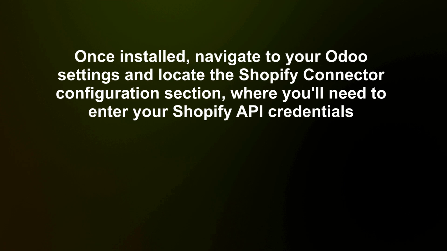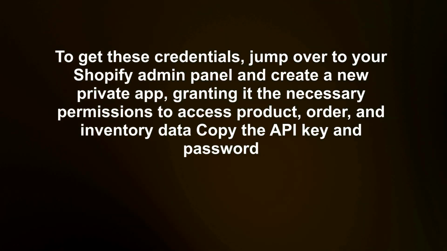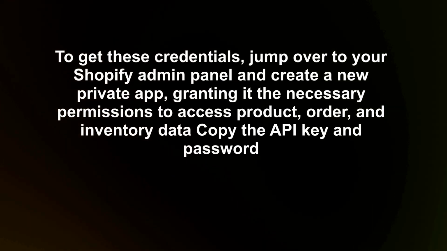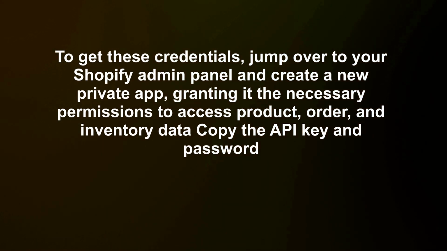Once installed, navigate to your Odoo settings and locate the Shopify connector configuration section, where you'll need to enter your Shopify API credentials. To get these credentials, jump over to your Shopify admin panel and create a new private app, granting it the necessary permissions to access product, order, and inventory data. Copy the API key and password.